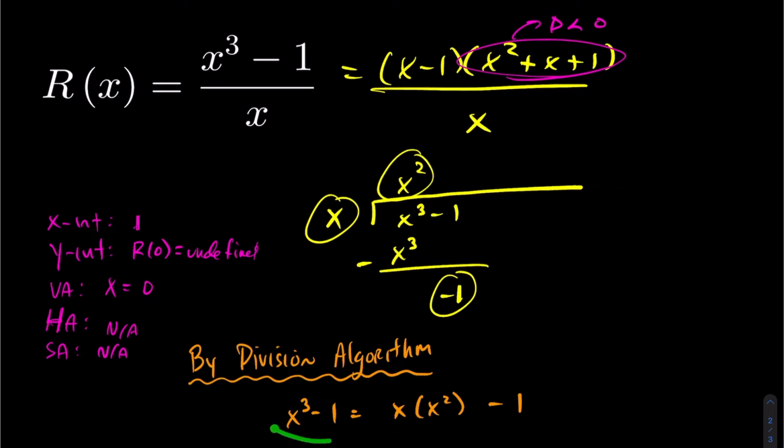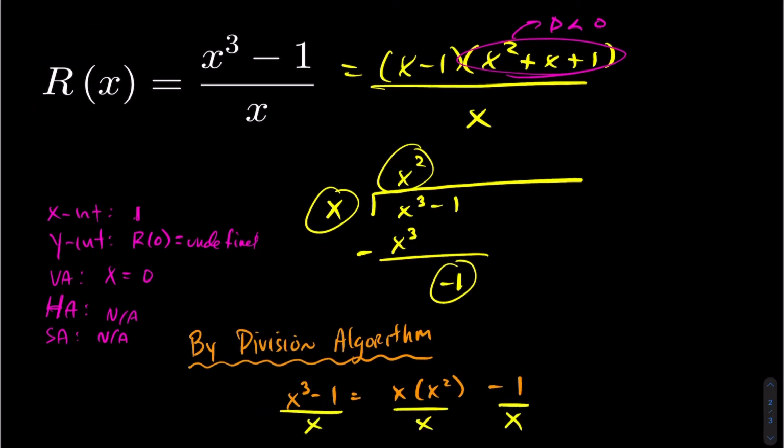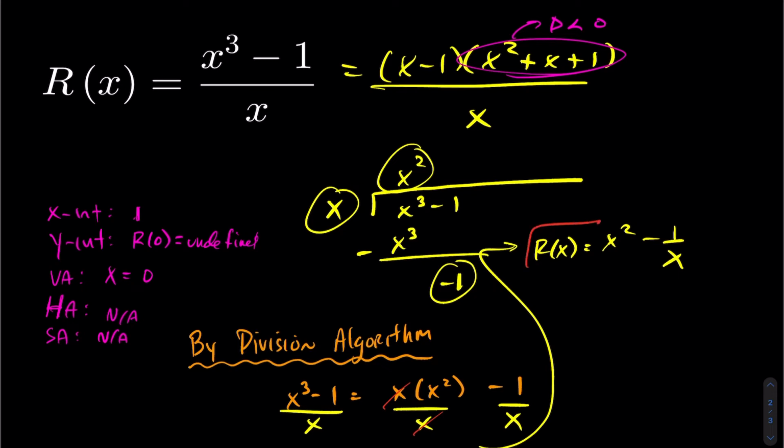Now, we're not interested in x cubed minus 1. We're actually interested in our function r at x here. So I'm going to divide across by x, giving us the following. And you'll see here, when we divide across by x, we've created now our rational function r at x. The x's will cancel here, and we're left with r at x equals x squared minus 1 over x.